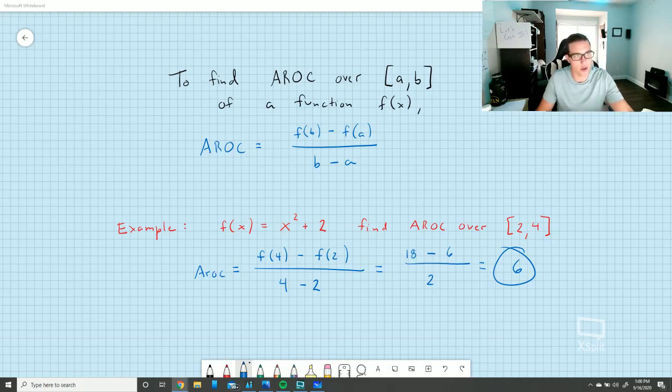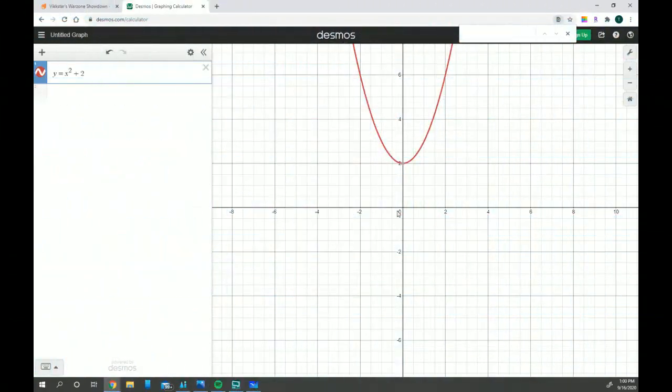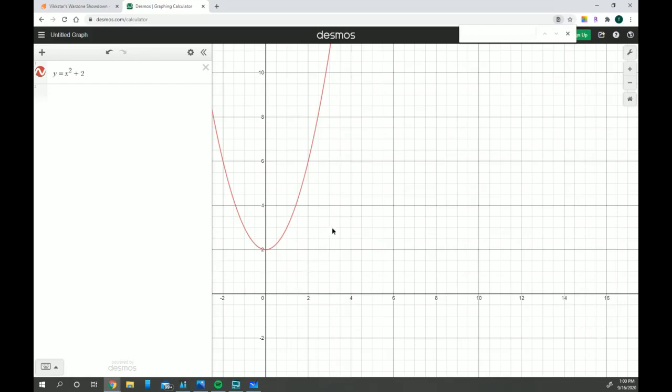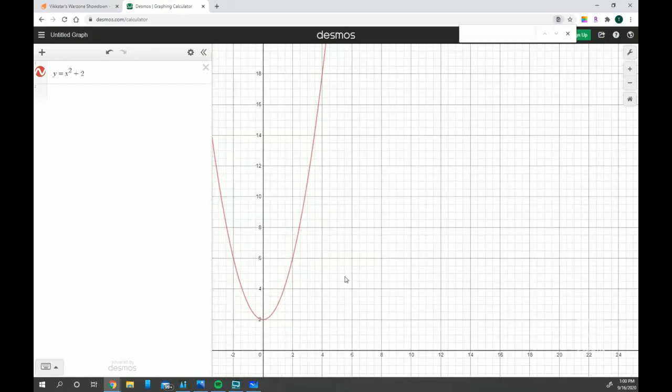If I were to look at this function, what I'm asking is, notice from 2 to 4, this function's changing, right? It's increasing, it's going up, but it doesn't increase at the same rate. It gets steeper and steeper and steeper and steeper. So on average, how did this thing change?